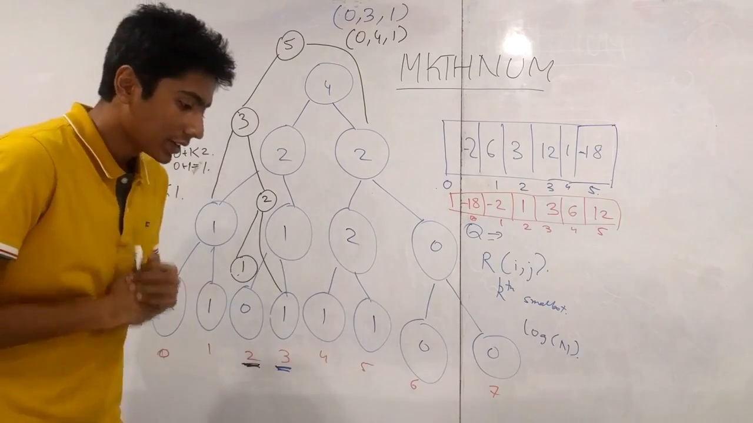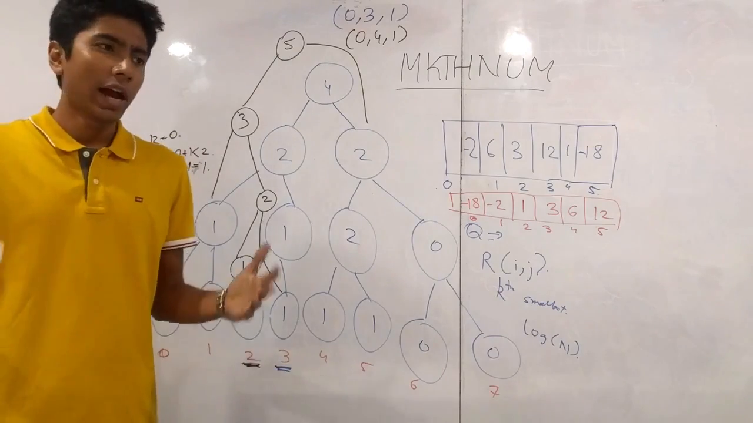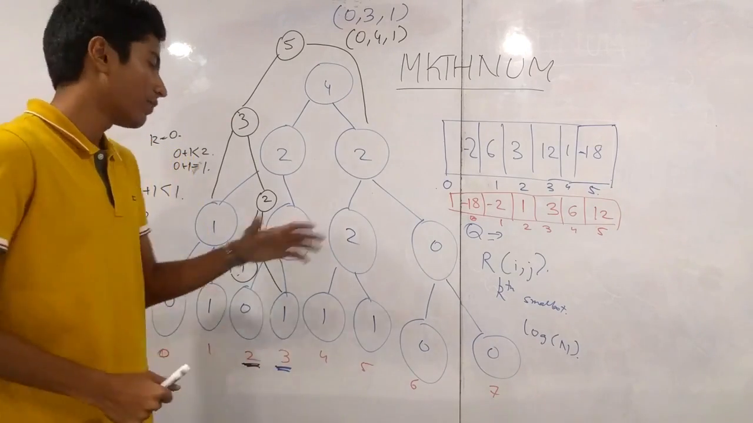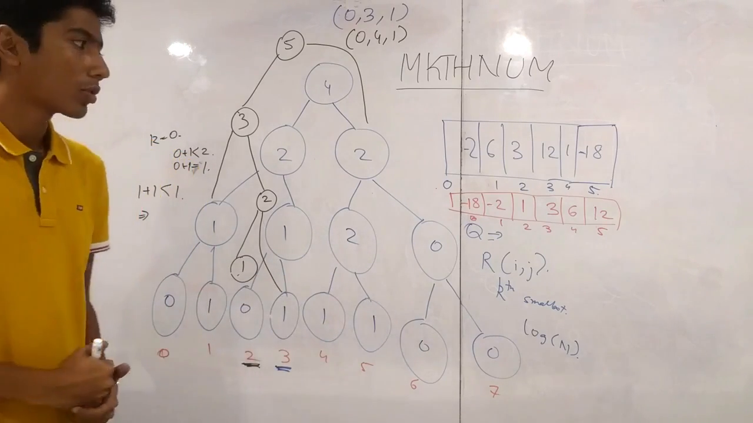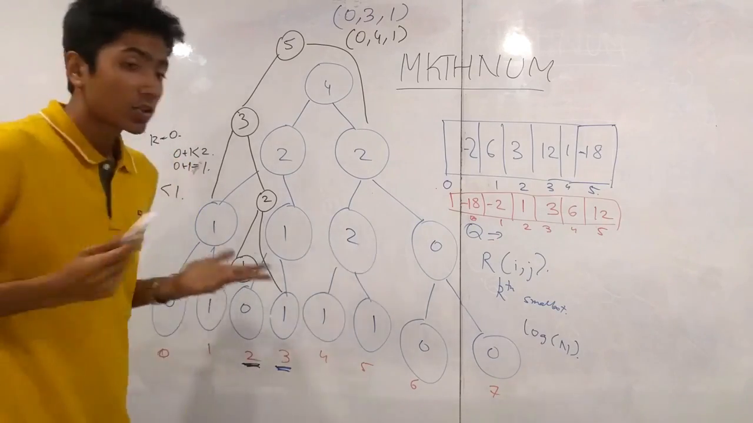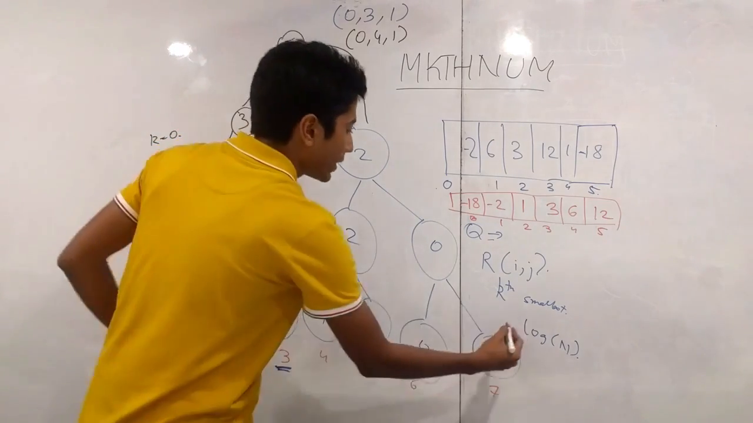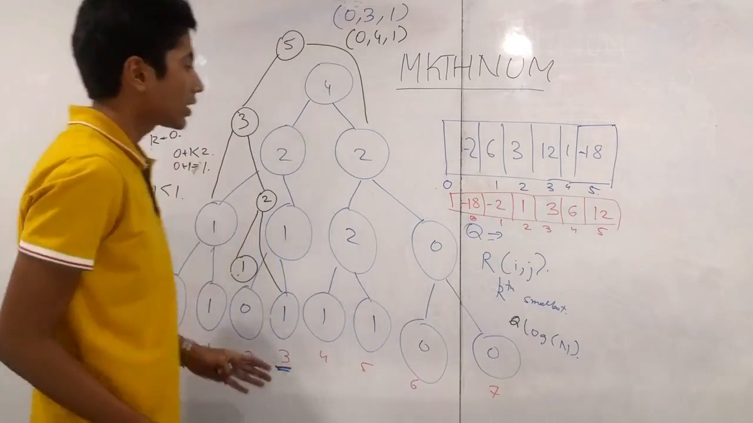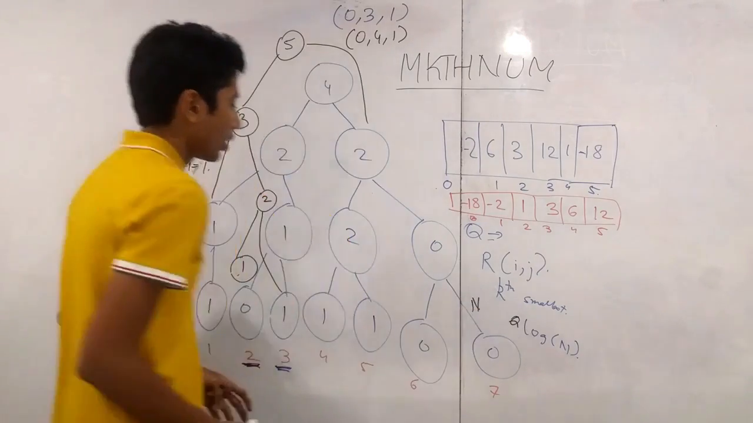So what we have done is actually solve the problem MKTHNUM, which is highly discussed and it's a very interesting problem also. Not just because persistent segment trees are taught by it, you can also learn other techniques using this problem. But we have solved it in log n per query time. And to actually create these segment trees, you would need O(n) time.